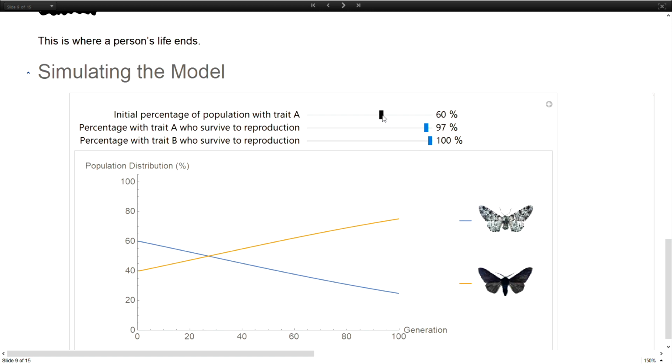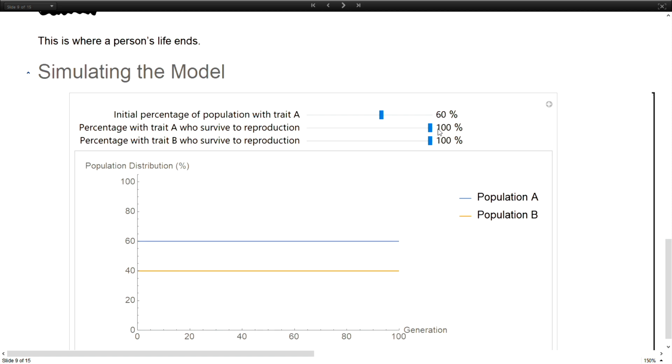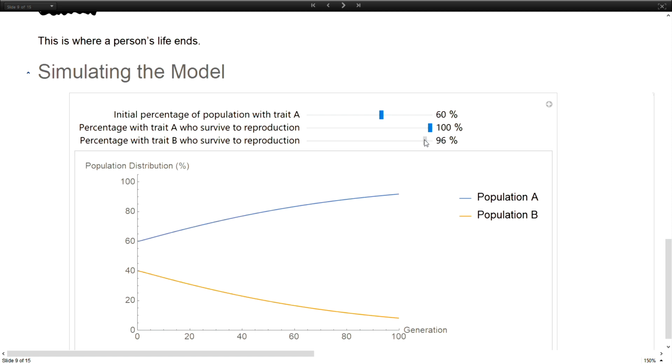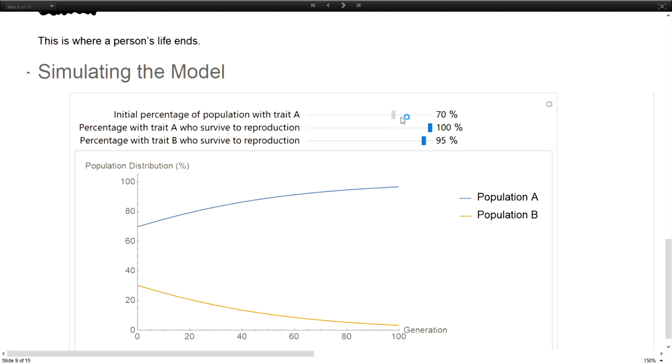Now, let's see, just adjust this one up a bit. Let's see if my computer wants to play along. Yeah, so the population of the black moths went down pretty quickly.